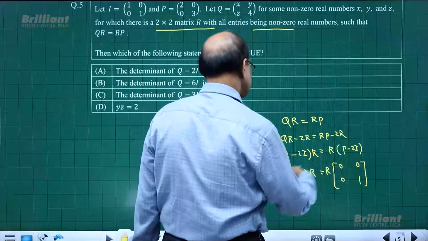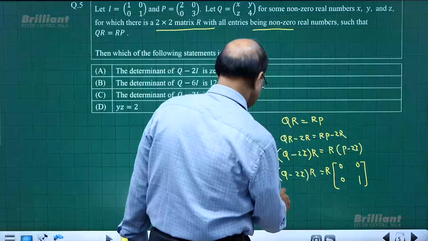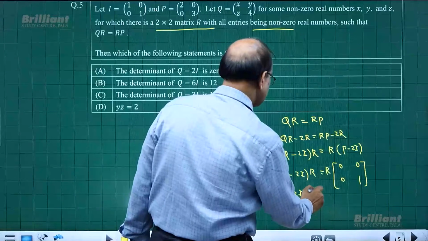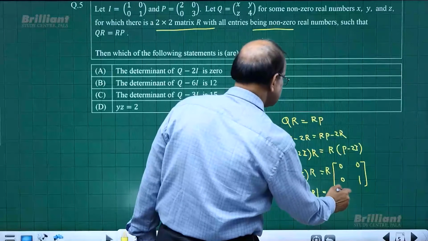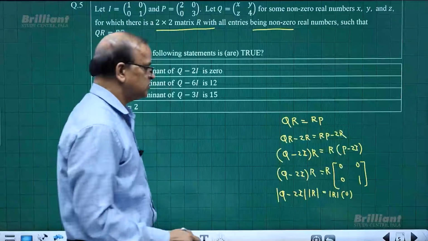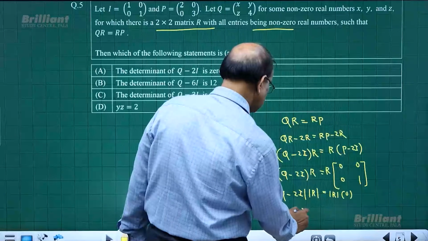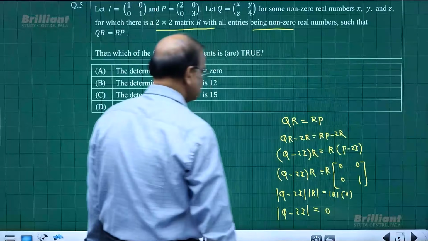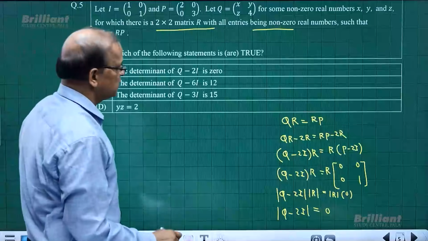Now we will take the determinant on both sides. So, determinant of Q minus 2I into determinant of R is equal to determinant of R into this determinant, which is determinant of 0, 0, 0, 1, and that is 0. Therefore, determinant of Q minus 2I is equal to 0. So option A is correct.